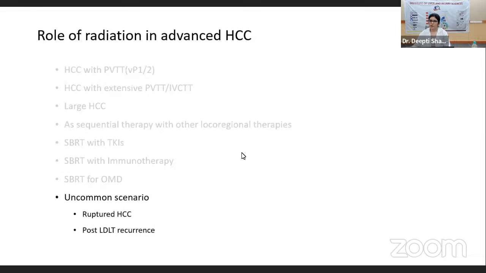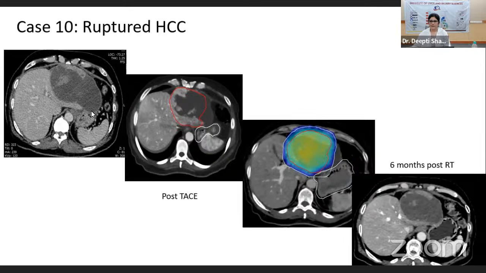Some uncommon scenario, ruptured HCC. With ruptured HCC, we generally tend to say that there's no life after such patients. So in this patient, we have treated with TACE single session. There was decrease in the size of the tumor, then radiation therapy was given, and the patient is doing well even after 6 months post radiation therapy, with decreasing enhancing component and size of the rupture.